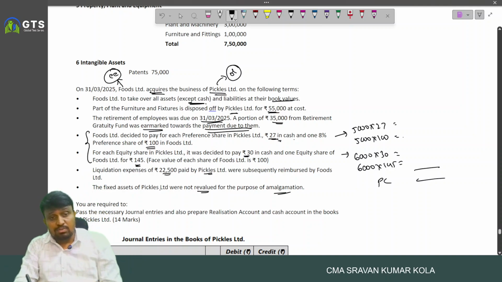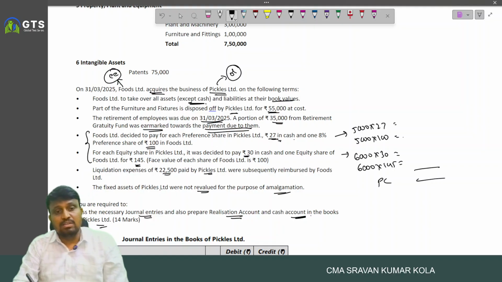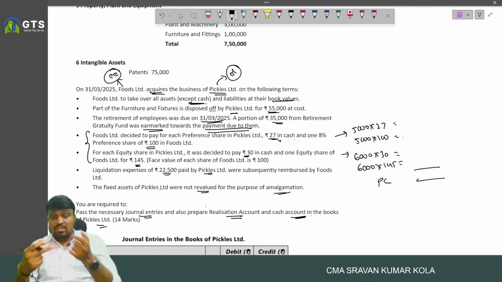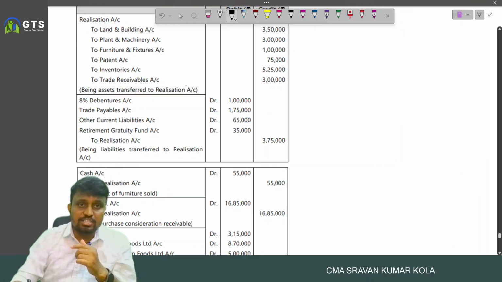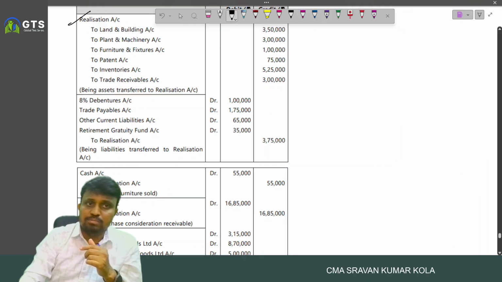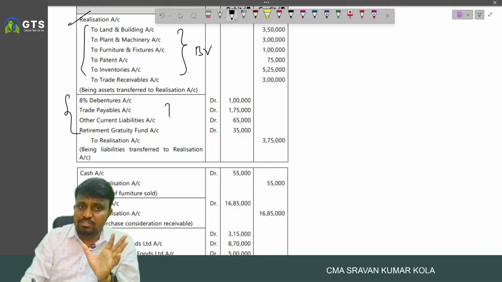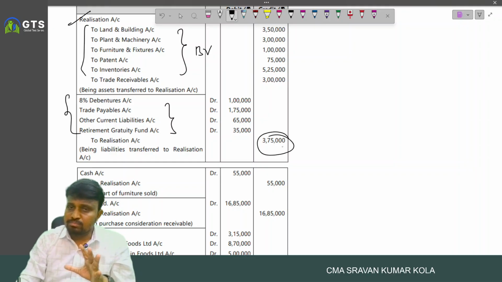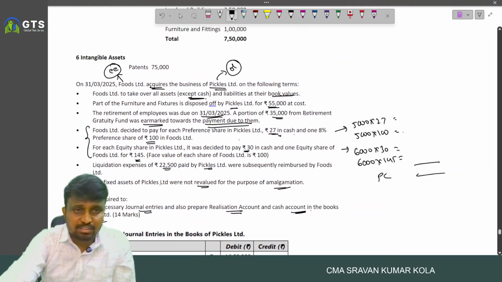First we have to pass the necessary journal entries, and also prepare the realization account and cash account in the books of Pickle Limited. Pickle Limited is the transferor, so we have to write closing entries. All assets are closed by transfer to realization, so realization account is debited for all assets. All assets are recorded at book value. And all liabilities are transferred to realization, so the liabilities accounts are debited and realization account credited at their book value.